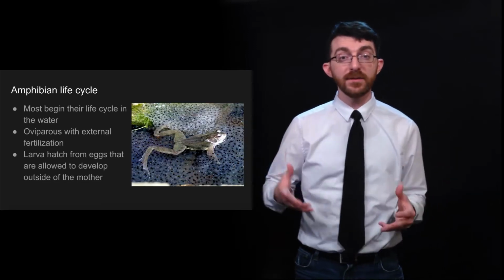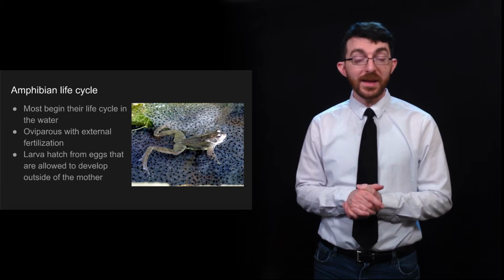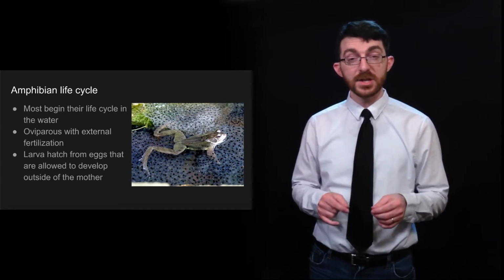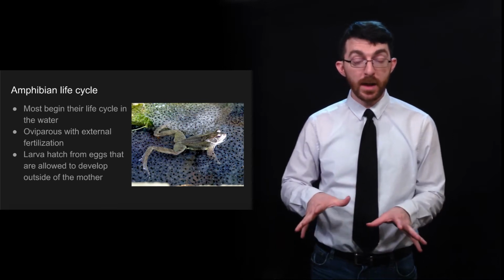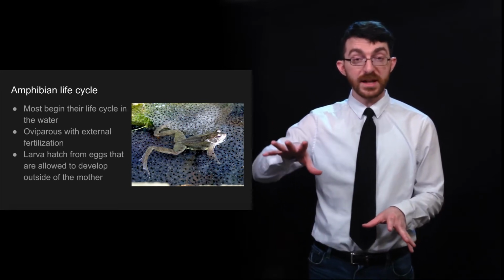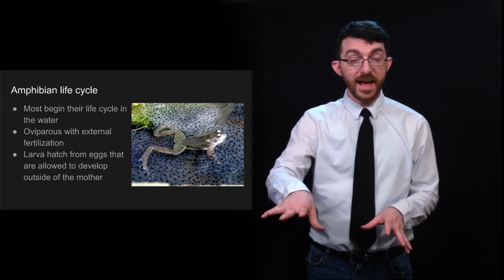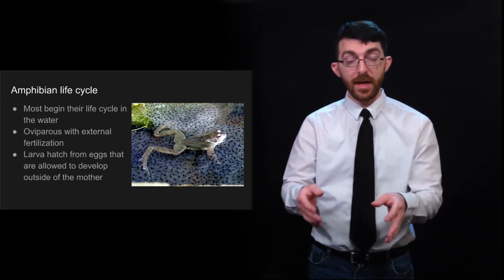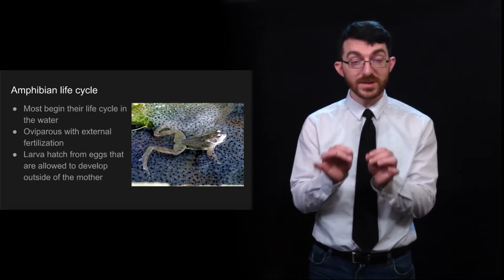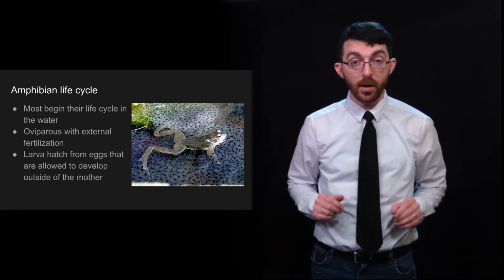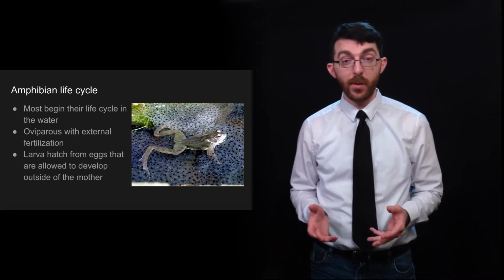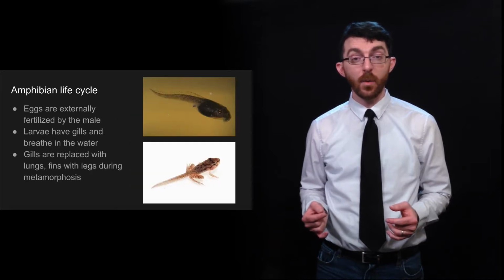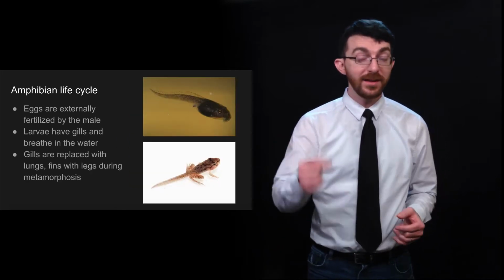So amphibian basically just means two sides to life. The amphibian life cycle usually is going to begin in the water. The development is oviparous and the fertilization is external, which means that by external fertilization, females will lay unfertilized eggs in the water, and then males will come by and fertilize them. Oviparous meaning that the larva will develop in those eggs and then hatch in the water. And of course, if you're going to hatch in the water, that means that you need to be adapted to survive in the water, which means that you would have gills.